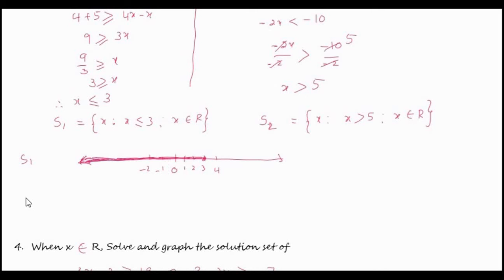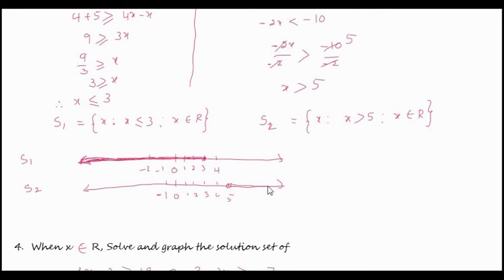Now let us consider S2. What does S2 say? S2 says x is greater than 5. So this is 0, 1, 2, 3, 4, 5. Here minus 1. So x is greater than 5, so 5 is not included. So let us have a hollow circle. So everything to the right side of this is part of the solution.